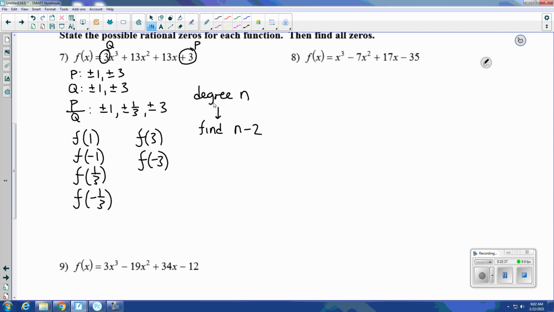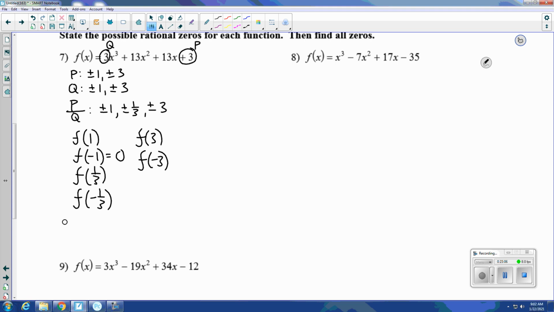So, degree 3, 3 minus 2 is 1. So we're looking for 1 from our list of 6 numbers. So the first one we'll identify is negative 1. Upon evaluation, this is the first one that's going to give us a remainder of 0. That's what we're looking for, by the way. So when we plug in our list of possible rational zeros, we want remainder of 0.